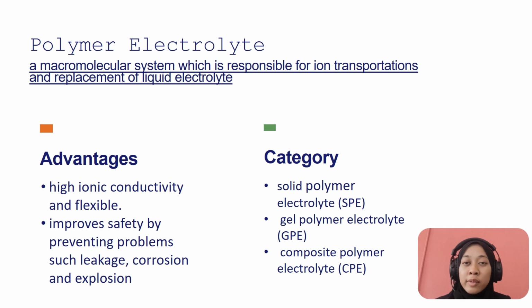Polymer electrolyte is known as a micromolecular system which is responsible for ion transportation and replacement of liquid electrolyte, and commonly used as solid-state batteries in electrochemical devices due to its properties such as high ionic conductivity and flexibility. The usage of polymer electrolytes improves safety by preventing problems such as leakage, corrosion, and explosion. Polymer electrolyte can also be categorized into solid polymer electrolyte (SPE), gel polymer electrolyte (GPE), and composite polymer electrolyte (CPE).